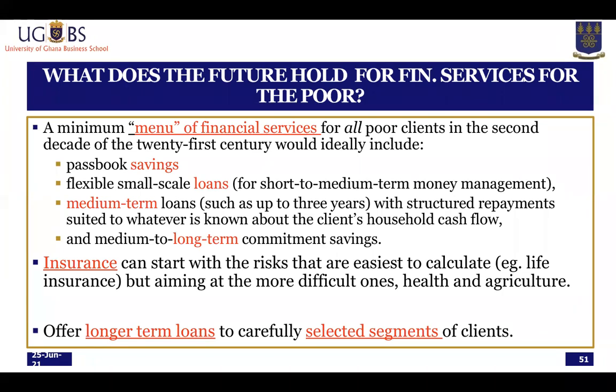And then we also need to make room to offer long-term loans to carefully selected segments of clients. So that's an area that we can look at in terms of the future. So, having a minimum menu of financial services made up of savings, short-term loans, medium-term loans, and long-term loans, and providing them with insurance, starting with what is easiest and then moving on to something that is a bit more delicate like agriculture, etc. And then go on to longer term facilities.